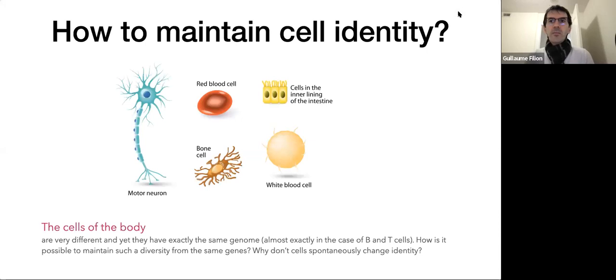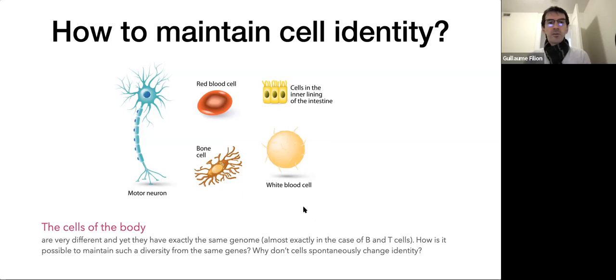So what is epigenomics, and what's the main question of epigenomics? One of the things that is most striking when you look at a body like the human body is how to maintain cell identity. These are examples of cells from the human body: the motor neuron, red blood cell, bone cell, cells in the inner lining of the intestine, and the white blood cell. You can see they're given different colors. I'm not sure they have these colors, but their shapes are completely different, and their functions also. So the cells of the body are very different, and yet they have exactly the same genome, almost exactly in the case of the B and T cells.